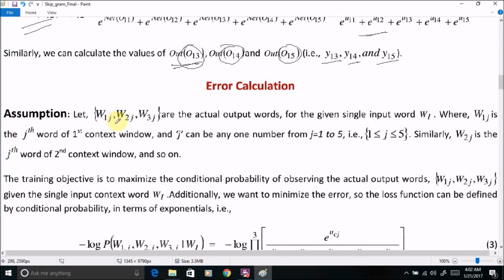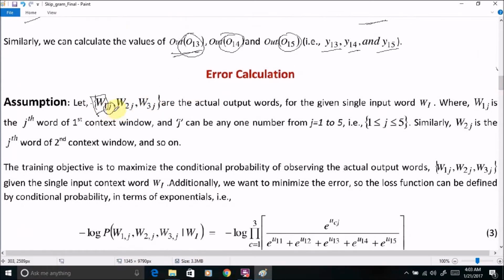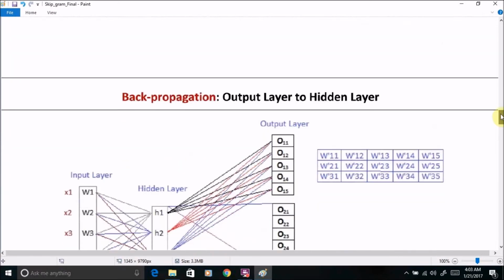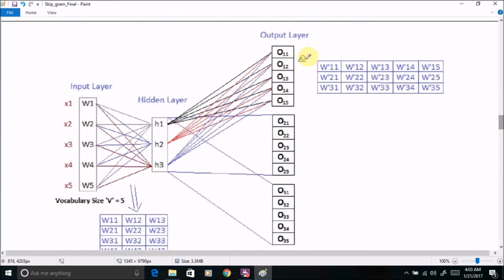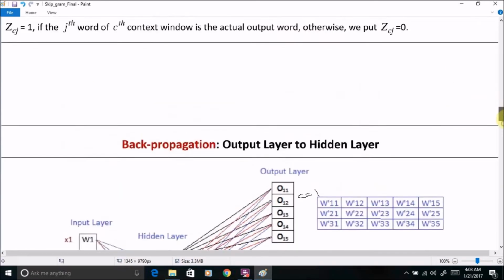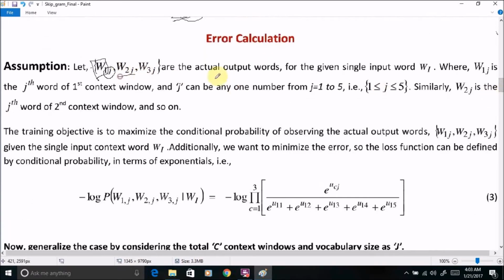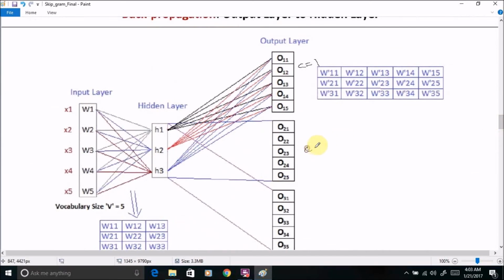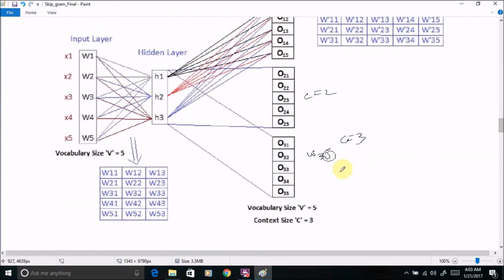So let W1J, W2J, W3J. In this case W1J means the jth word in the context C equal to 1, W2J means the jth word in the context C equal to 2, and W3J means the jth word in the context C equal to 3. Here J represents the vocabulary, and the value of J is from 1 to 5. So in this case W3J may be any word from W31 to W35.